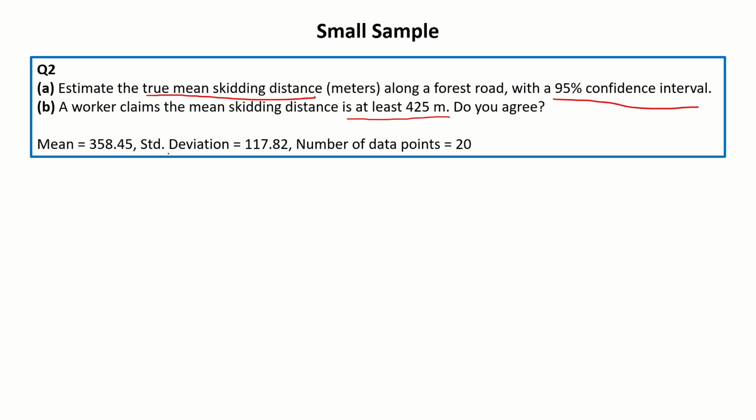Now we're even given some values. We're given the mean, the standard deviation, and the number of data points. So roughly what this study would look like is we have a forest road and we measure the skidding distance at different, let's say, sections along this road.